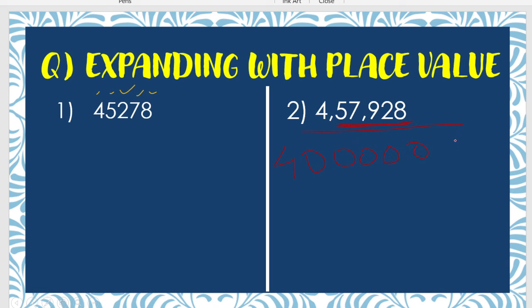And children, I'm just telling you, while doing expansion, don't put commas behind the number. Otherwise, your teacher will cut your marks. 5, how many digits are there? How many places? 4 places. Then you have to put 4 zeros behind 5. Then you have to write the number 7. How many places behind 7? There are 3 places. You have to write 3 zeros. Behind 9, you will say it 900. You have written 900, then you have written 20, then you have written 8. This is the expansion of the number.